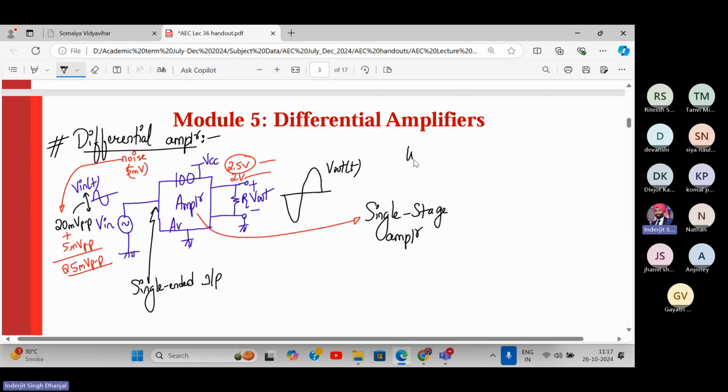So this comes under the category of single stage amplifiers. Now we'll answer the question why we go for DFAM, short form we call it DFAM.